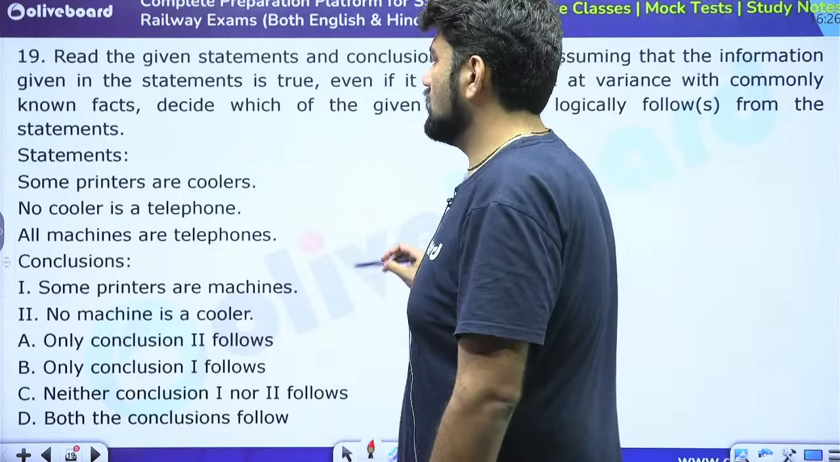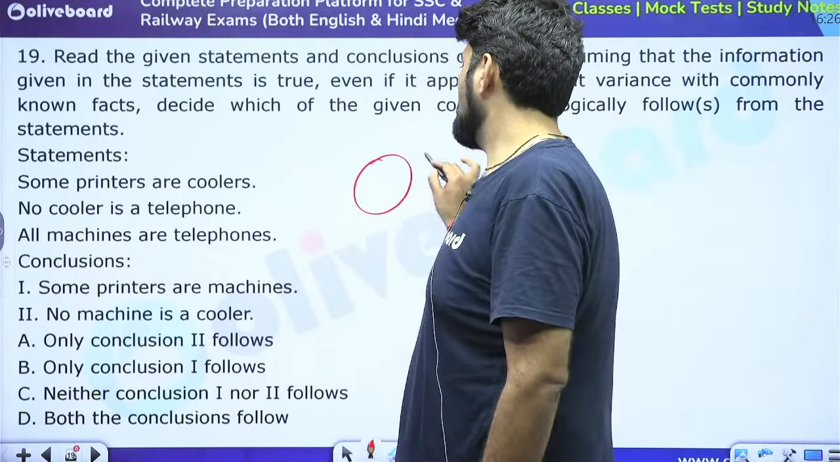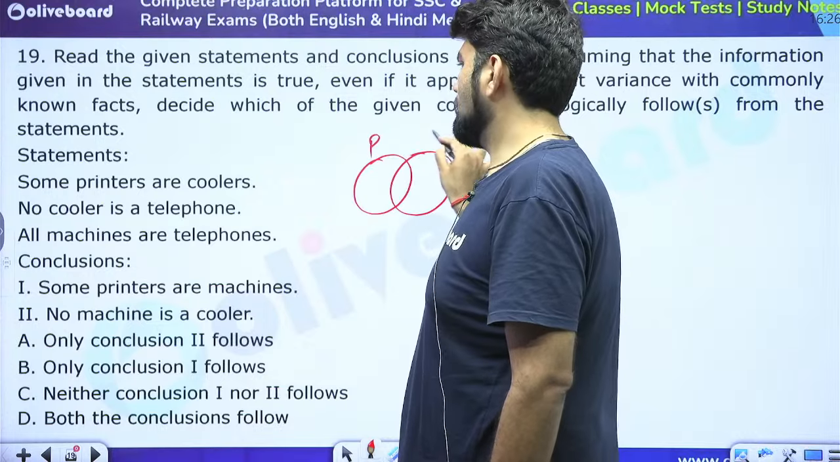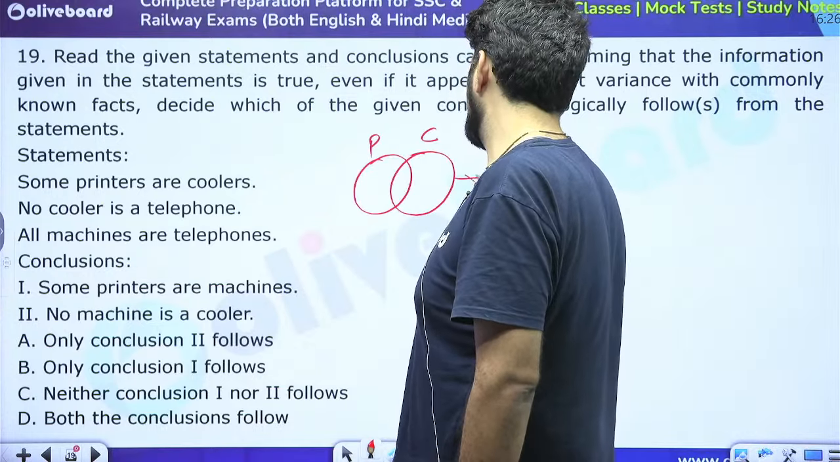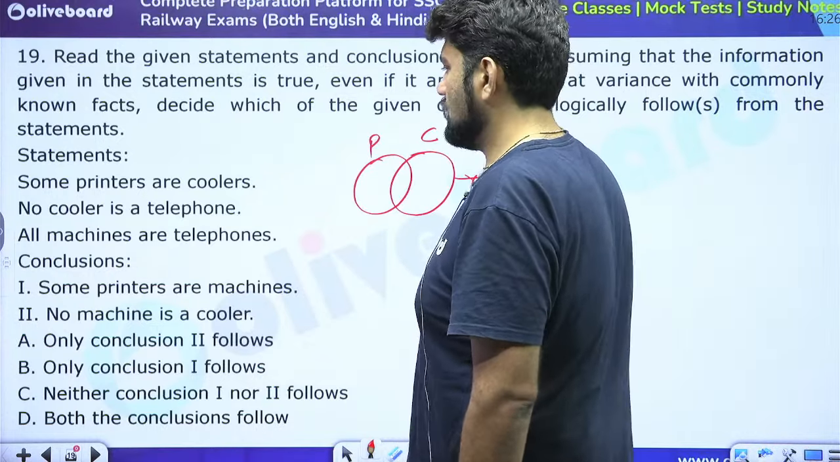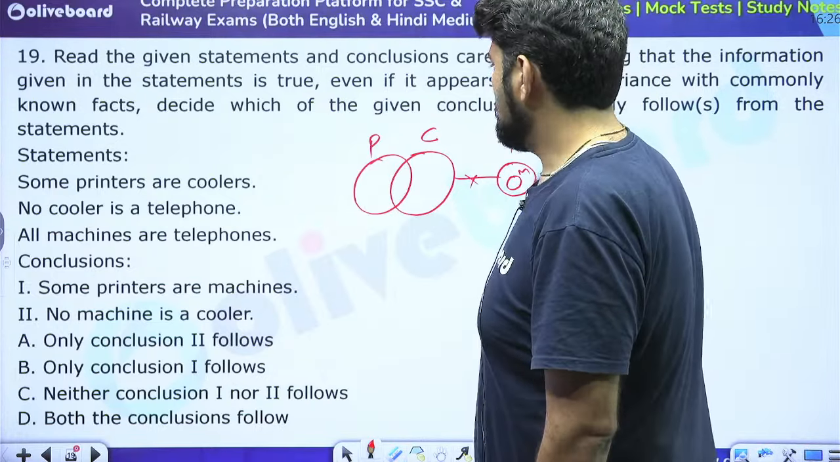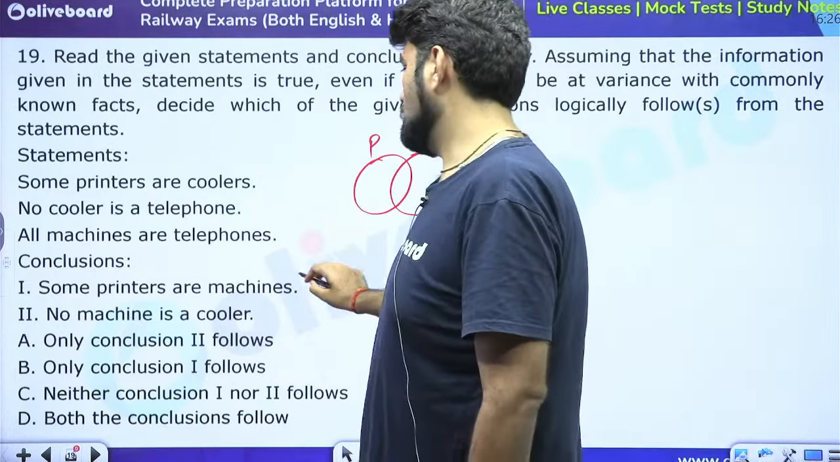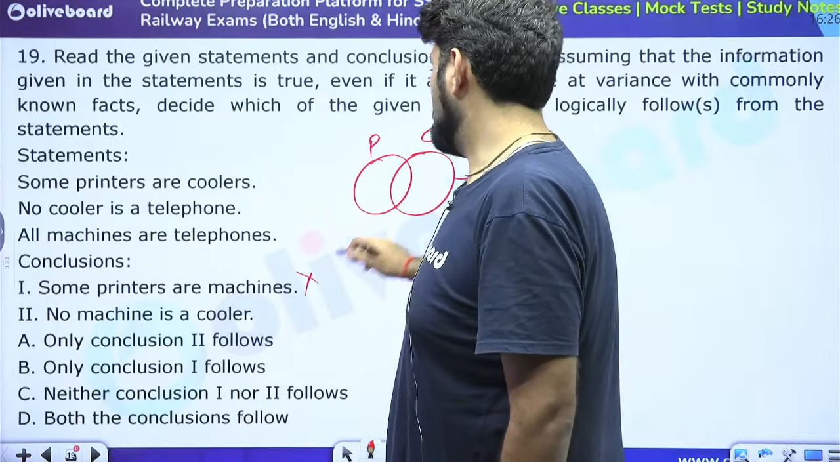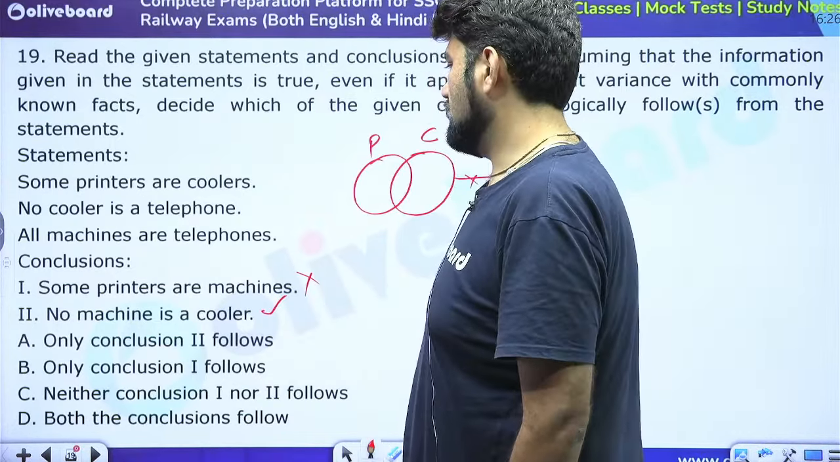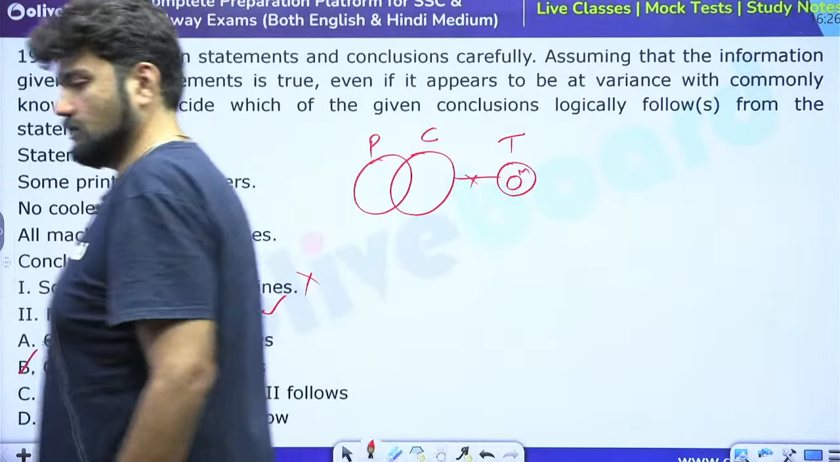Some printers are coolers. No cooler is a telephone. All machines are telephones. Some printers are machines. Can I say that? Not at all. No machine is a cooler. Definitely yes. So only conclusion 1 follows. Option B is the right answer.